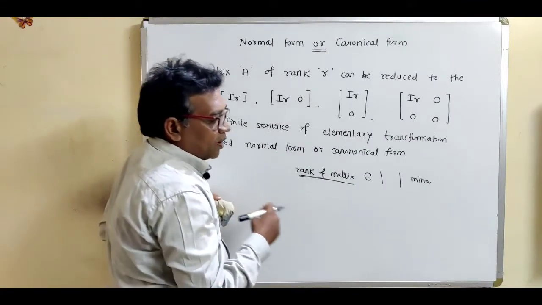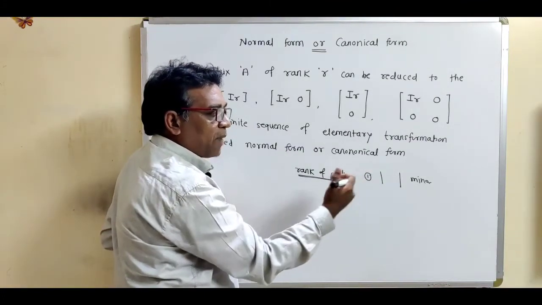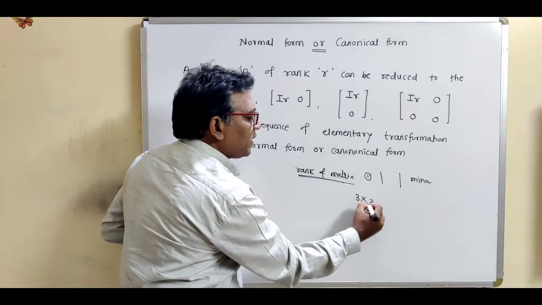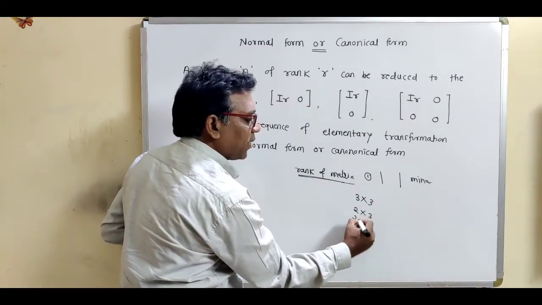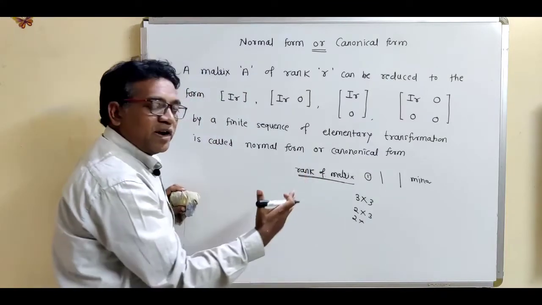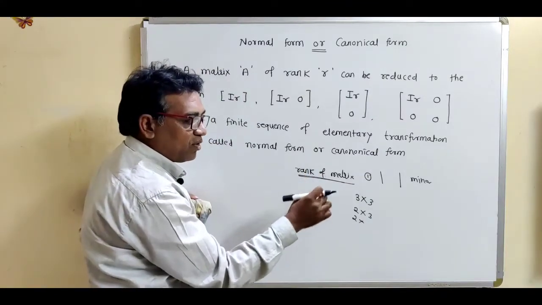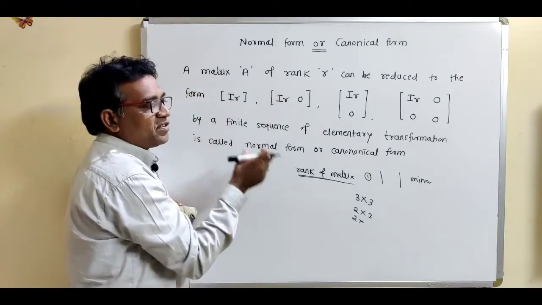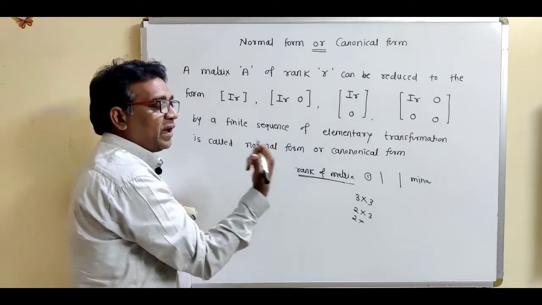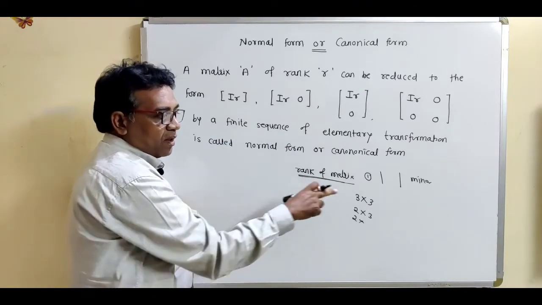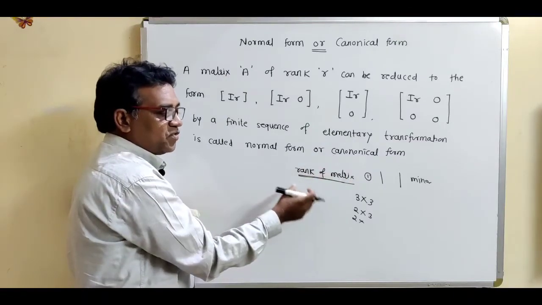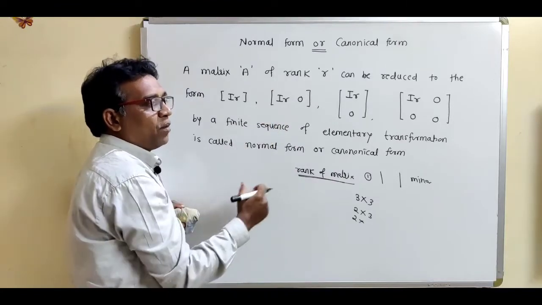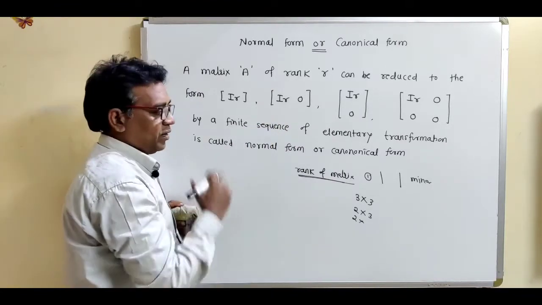Now see, this determinant method or minor method is useful for a 3 by 3 matrix, 2 by 3 matrix or 2 by 2 matrix. It is useful for the lower order. But this canonical form or normal form method is applicable to any type of matrix. It is useful for any type of order.